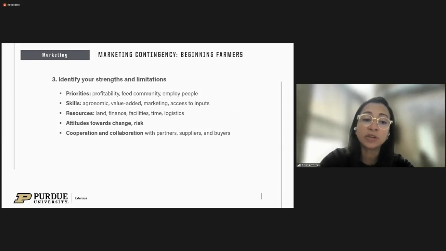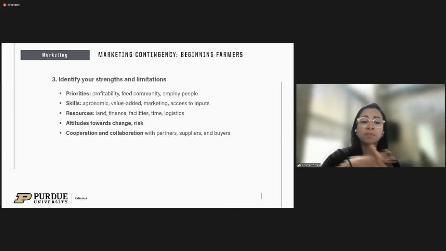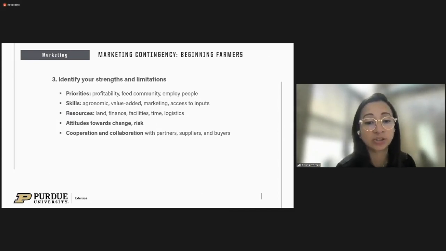What are the resources that you may have? For example, you may have found a market that wants X amount of produce, but you cannot produce that. You don't have the land to produce that. Can you partner with other farmers to supply to that buyer? What is your attitude towards risk and change?